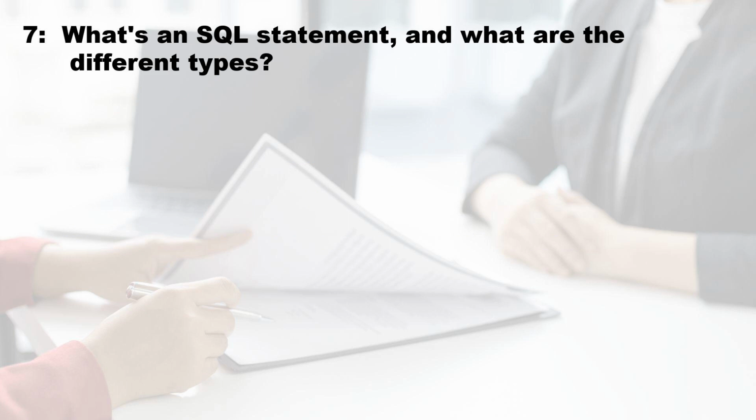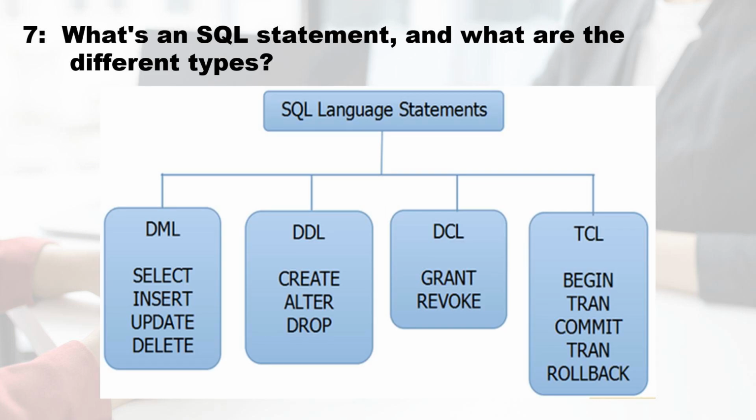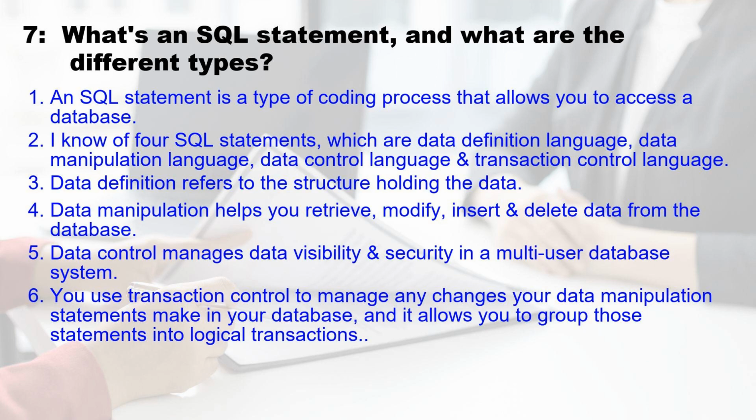Number 7. What's an SQL statement, and what are the different types? An SQL statement is a type of coding process that allows you to access a database. I know of 4 SQL statements, which are data definition language, data manipulation language, data control language, and transaction control language. Data definition refers to the structure holding the data.